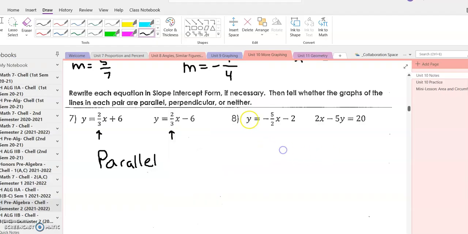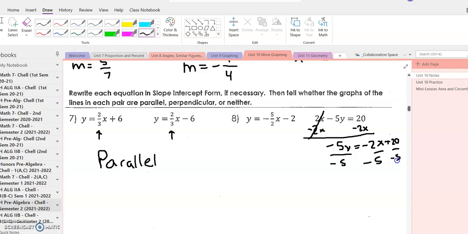And number 8, we have two equations again. However, the one on the right here is not in slope-intercept form, so we have to make it slope-intercept form. So, got to get rid of the 2x first. So subtract 2x on both sides, leaving us just with -5y on the left. And on the right, we have -2x plus 20. And then divide by -5 on both sides to get y completely alone.